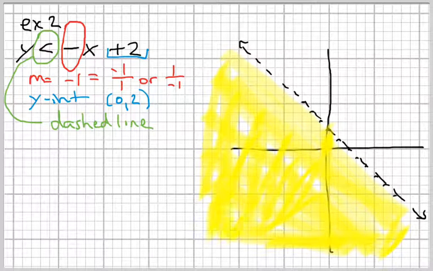When you are shading, if you're using a pencil to do your shading, just make sure you leave some space between your line and your shading so that I can tell whether your line is a dashed line or a solid line.